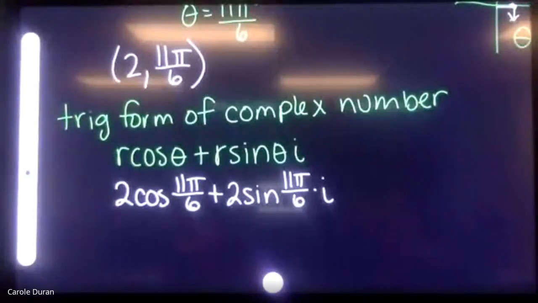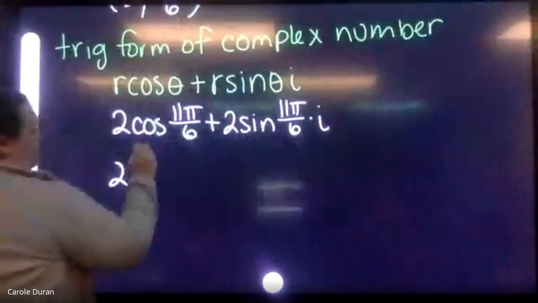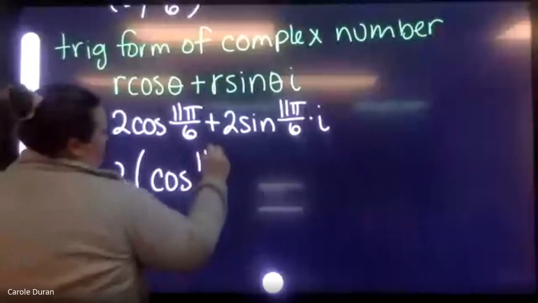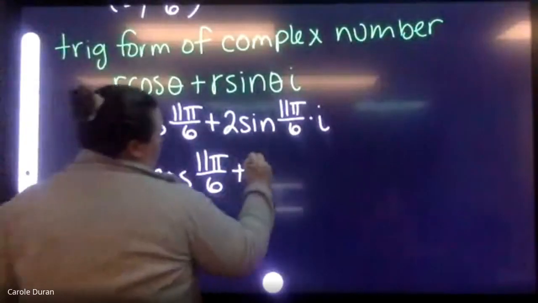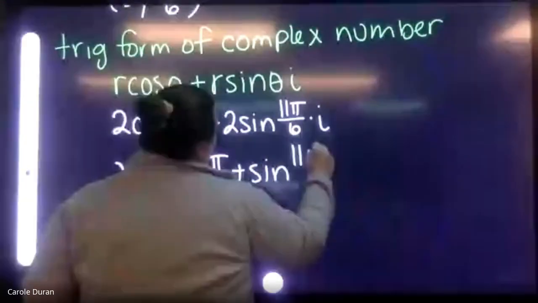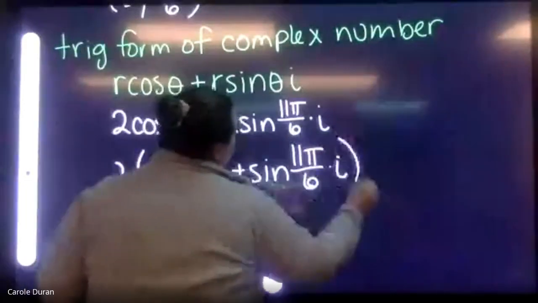Yes, ma'am. I did the one where it's 2 parentheses cosine pi. Is that perfectly the same thing? Yeah, it just would have been this. Yeah, that's what I did. Either one of these are perfectly fine with me.